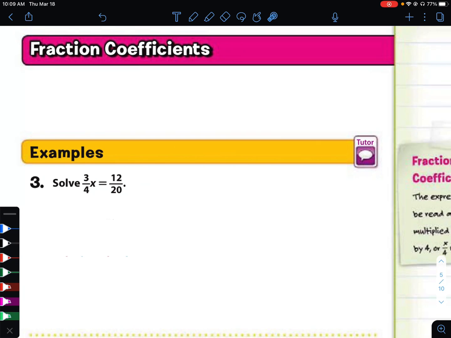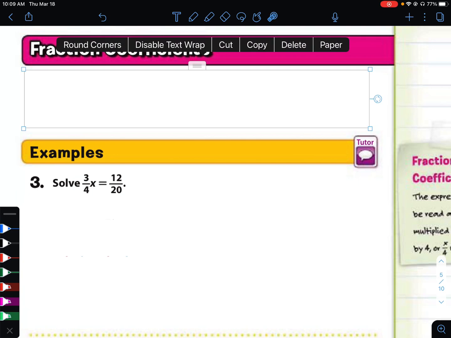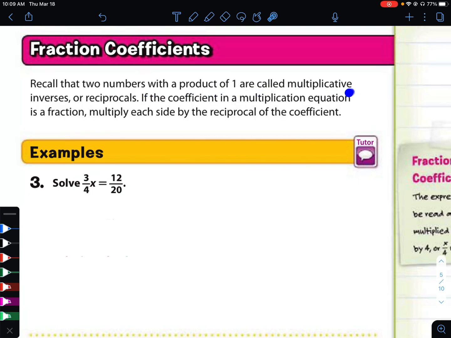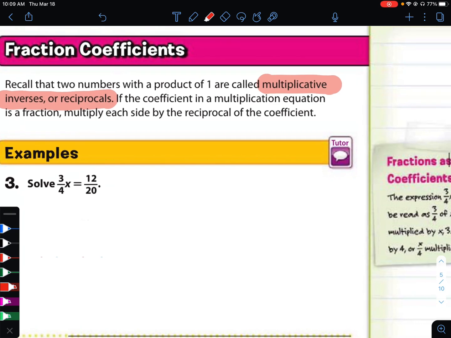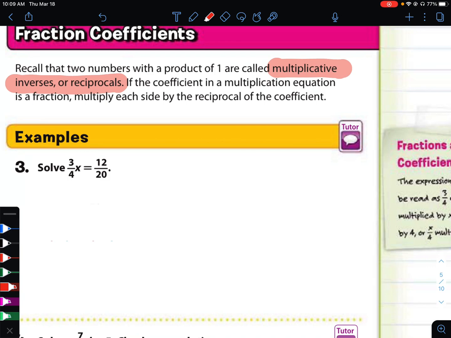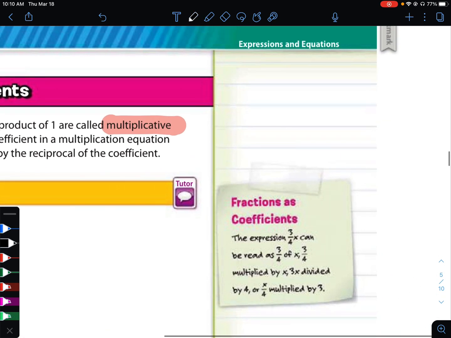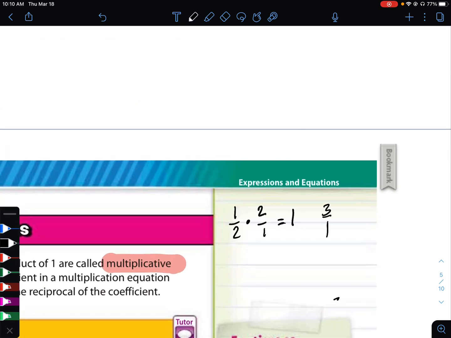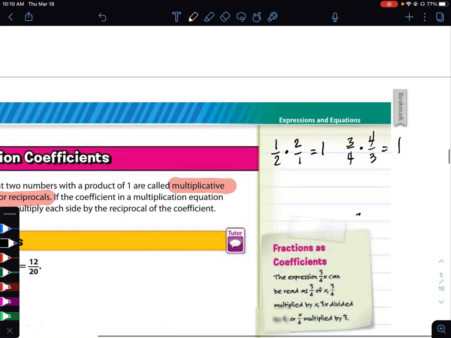Okay, let's talk about fraction coefficients this time. So we talked about decimal coefficients, and let's recall that two numbers with a product of 1 are called multiplicative inverses or reciprocals. If the coefficient in the multiplication equation is a fraction, multiply each side by the reciprocal of the coefficient. Again, let's go back to multiplicative inverses. When I have 1/2, the multiplicative inverse of 1/2 is 2, or 2 over 1, because the product is 1. If I have 3/4, the multiplicative inverse of 3/4 is 4 over 3, because if I multiply that, the product is 1. That's what it means when it says multiplicative inverses.